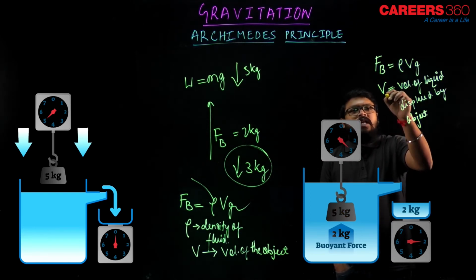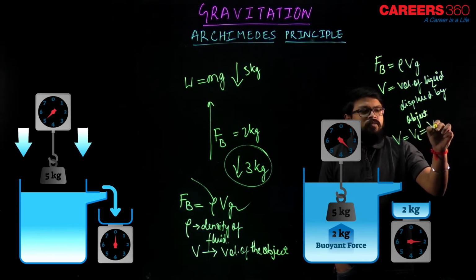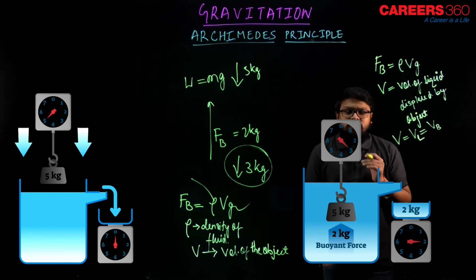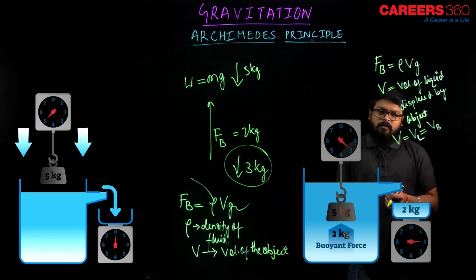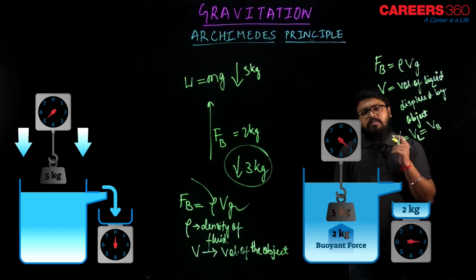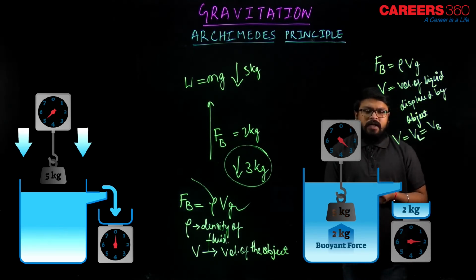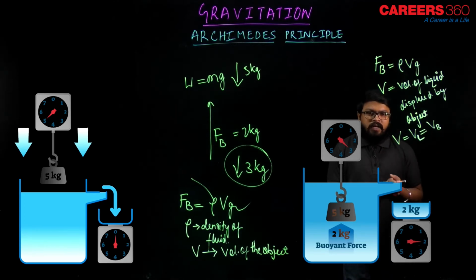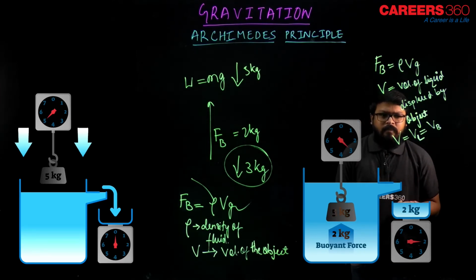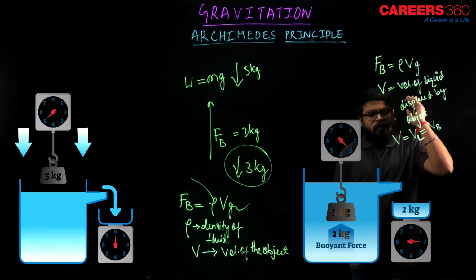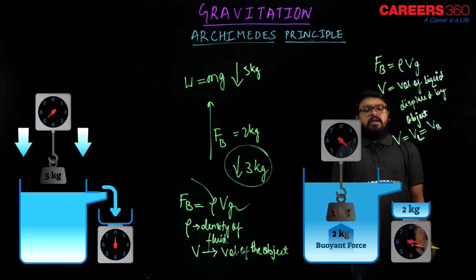Volume of liquid displaced by the object or volume of the object, both are the same thing. So this V can be written as VL, that is volume of the liquid displaced, or volume of the body or object immersed in the fluid. I hope that is clear to you. Why am I saying fluid sometimes and liquid sometimes? Because this force of buoyancy is also valid in air. Air and liquid both make fluid, for example liquid and gas, or water and air. So volume of the fluid displaced and volume of the body are equal if the body is completely or partially immersed in the fluid.